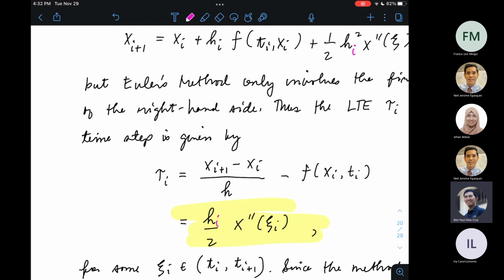Hindi ko malaman kung gusto kong uniform step size. So gusto kong general na iba-iba yung step sizes. So pero yun, thank you for those corrections. Kaya hindi ko pa ito ina-encode. So dapat matest pa yung module. But essentially, that's the local truncation error.